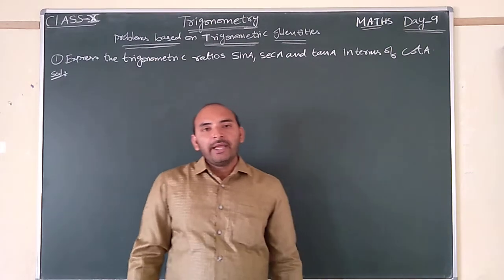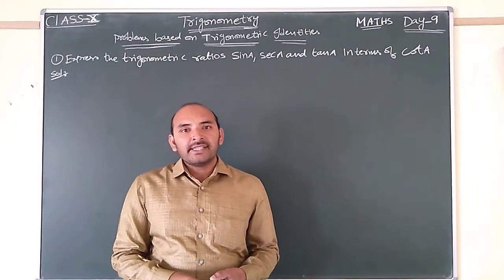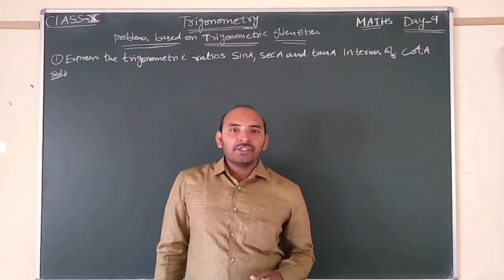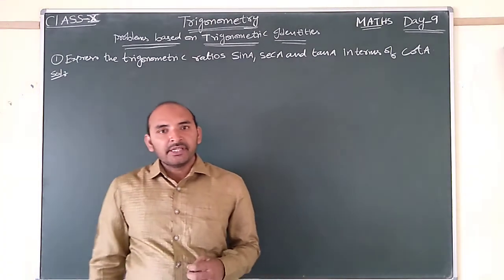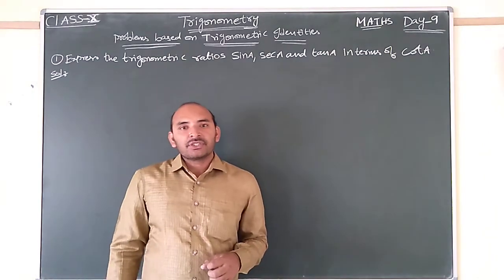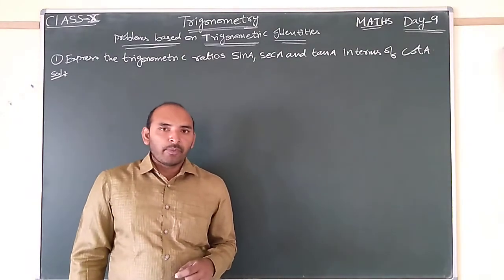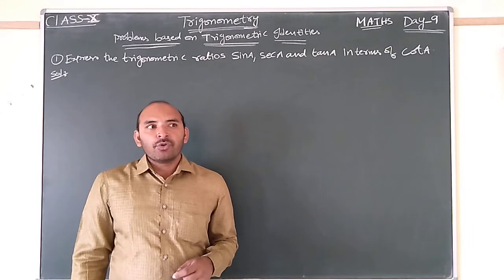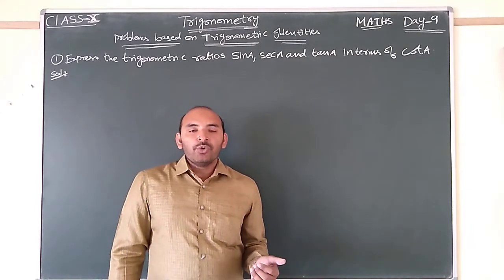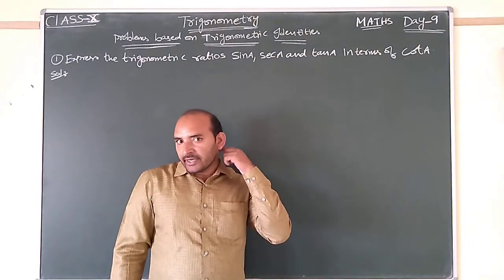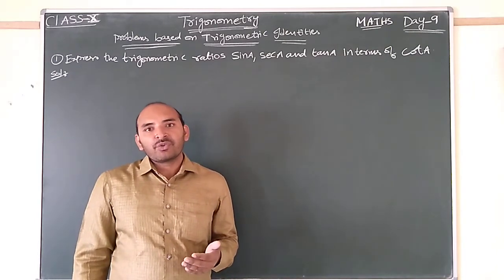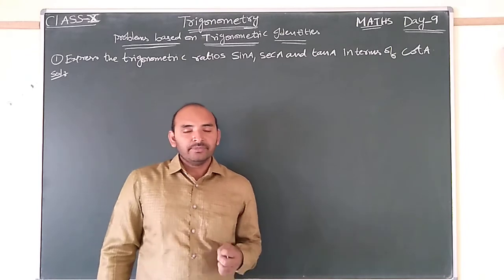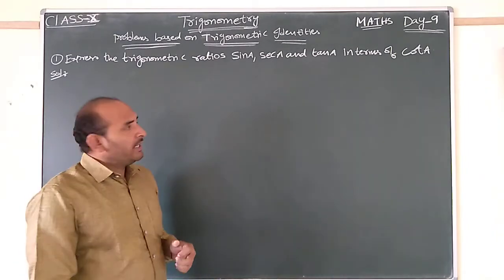Hi students, in this video I am going to discuss trigonometric identities problems. In the last video we discussed three identities: sin square A plus cos square A is equal to 1, 1 plus tan square A is equal to secant square A, and cosecant square A minus cot square A is equal to 1. Now we will see some problems here.